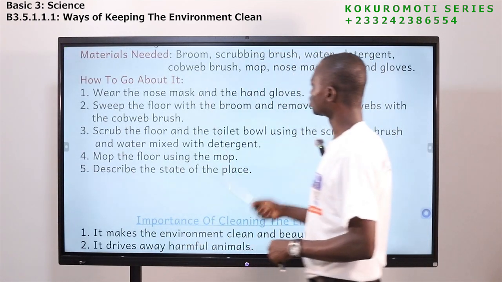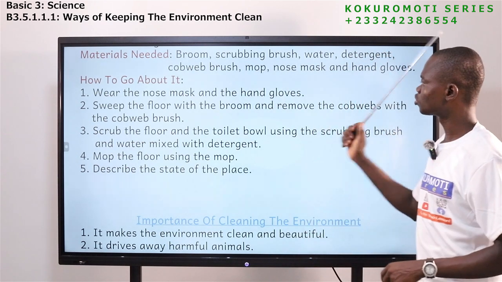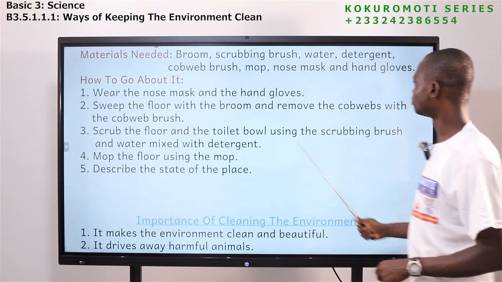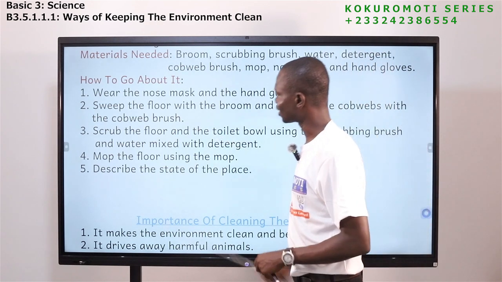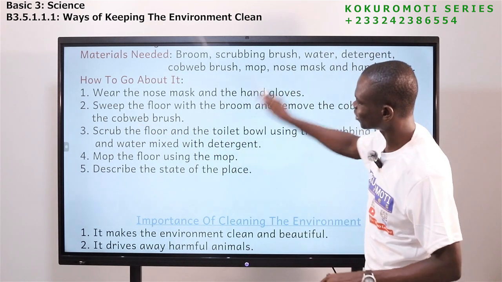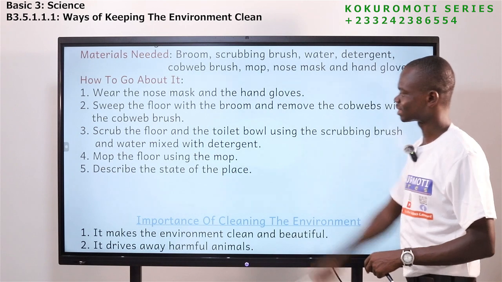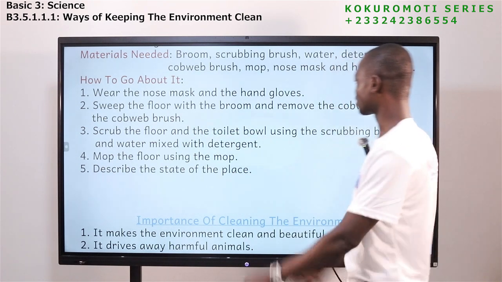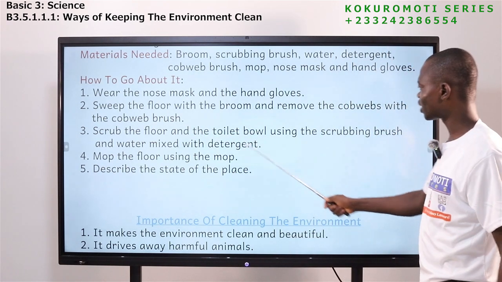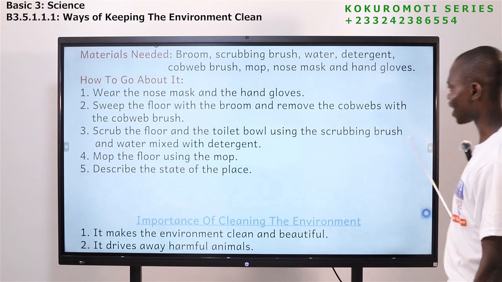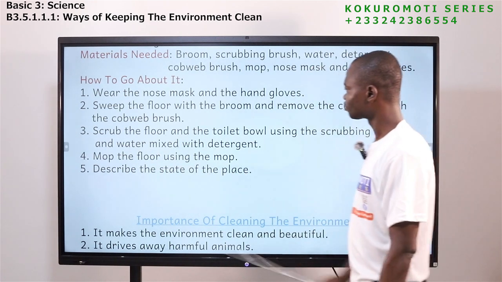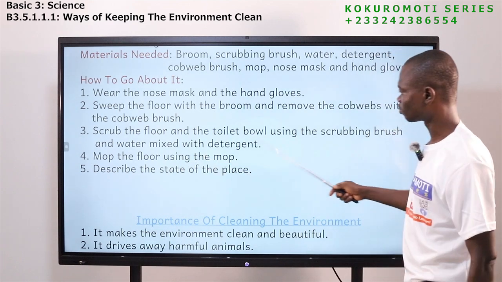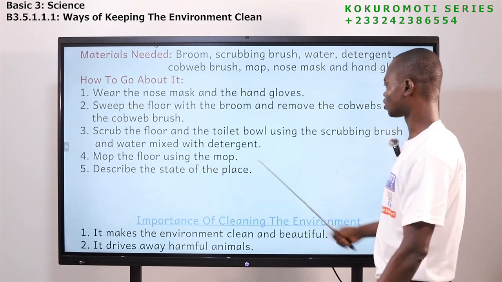Number one, wear the nose mask and then the hand gloves. Sweep the floor with the broom and remove the cobwebs with what? The cobweb what? Brush. Number three, scrub the floor with the toilet and the toilet what? Bowl. Using what? Scrubbing brush and water mixed with what? Detergents. Mop the floor using what? Mop, and describe the state of the place.